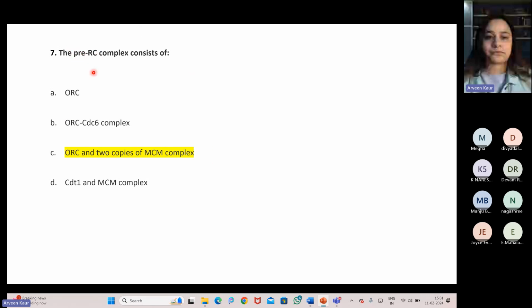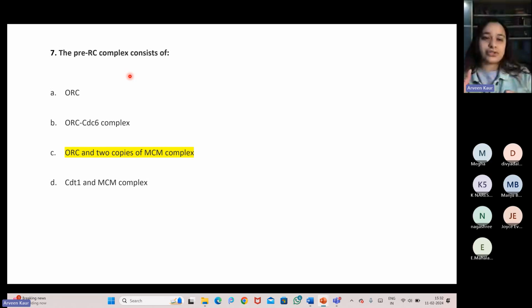So when did we see this illustration? When we were talking about ARS. It was not this exact illustration, but when we were talking about ARS, we talked about the pre-replication complex and how helicase, or binding of MCM2-7, is also important on this ARS ORC site, so that the licensing, or the pre-replication complex assembly, is complete, right?